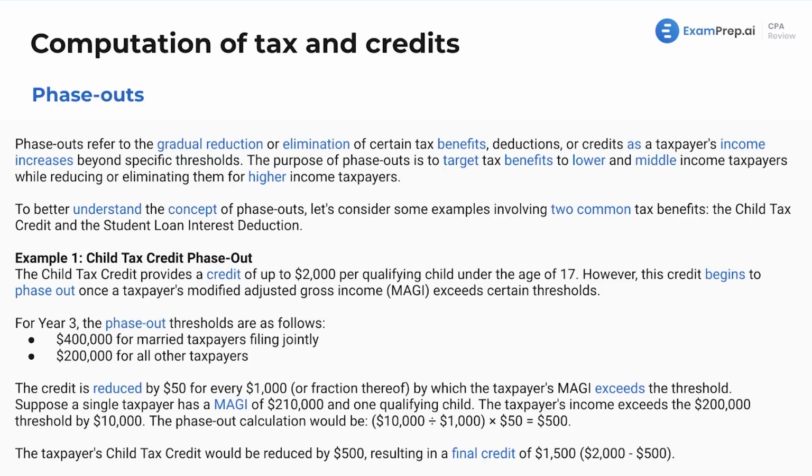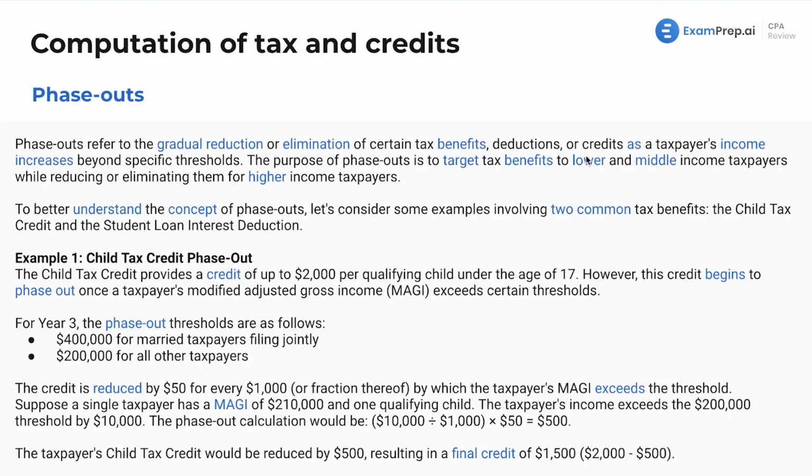Phaseouts. Now, these phaseouts apply to, as we'll see, many of these credits. And what is the purpose of a phaseout? Well, this is a gradual reduction or elimination of certain tax benefits, deductions, or credits. So phaseouts apply to many different things. First, we're just introducing the concept of a phaseout, how it works.